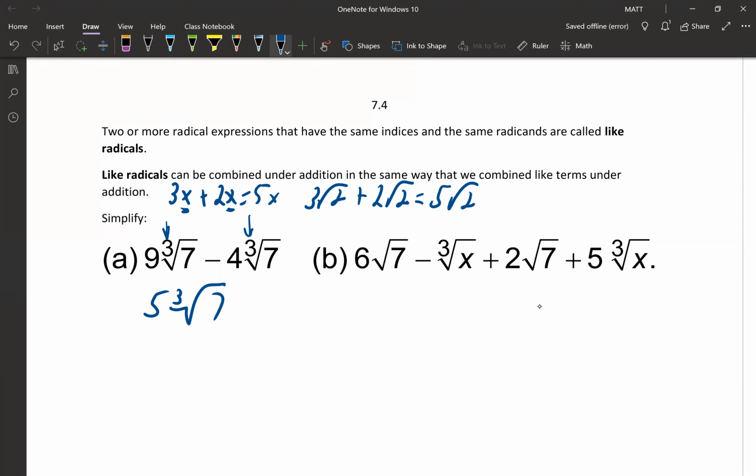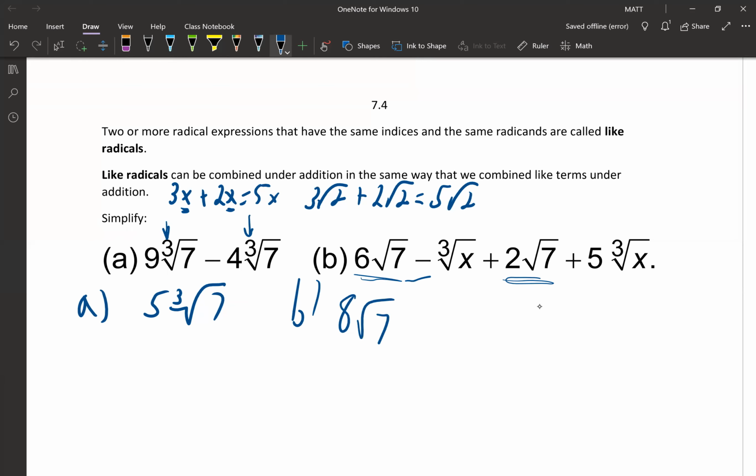Right, so we're just subtracting the numbers in front. Okay, on B, notice that we have 6 square root of 7 and 2 square root of 7, right? And those are both positive, so we can add those together. So we get 8 square root of 7.